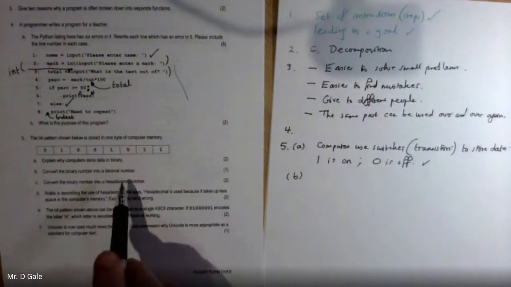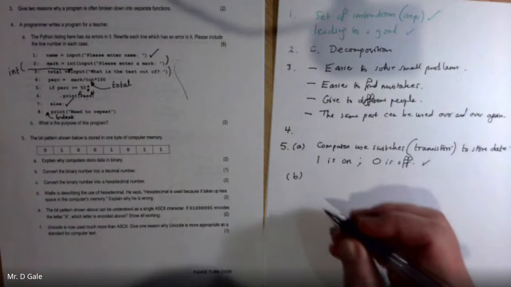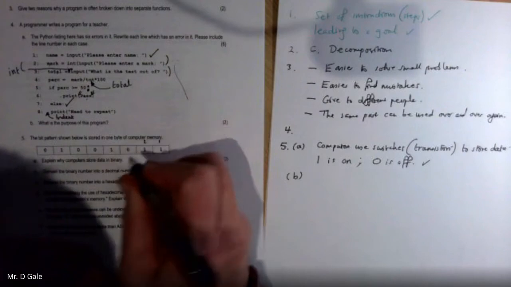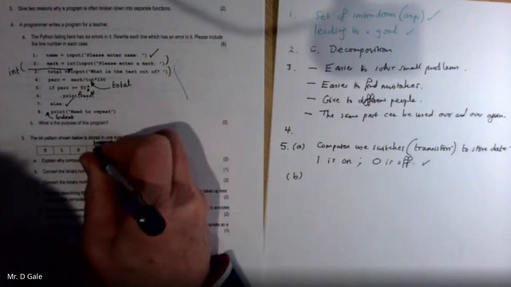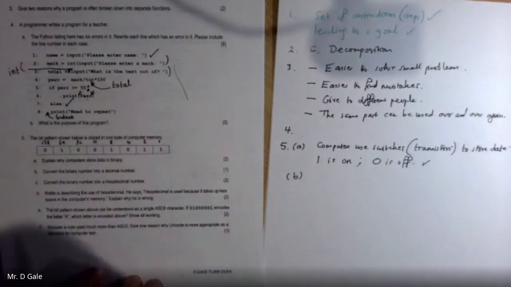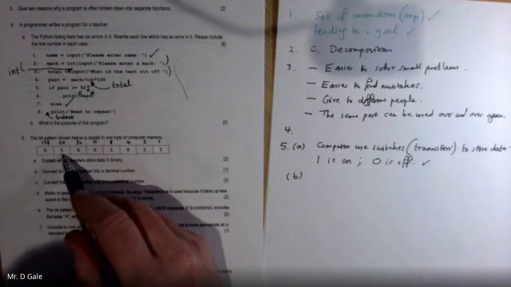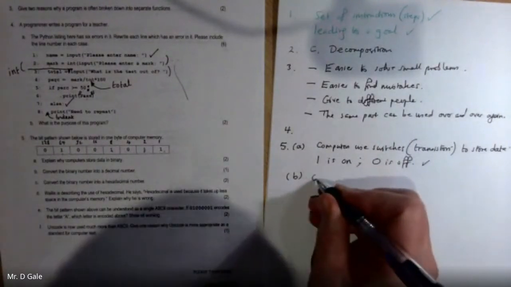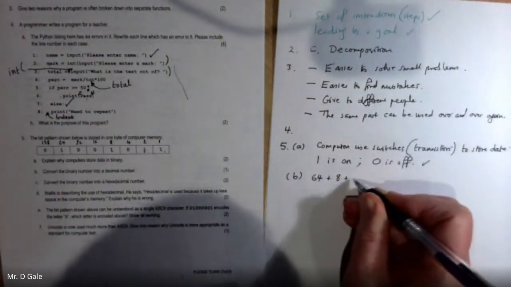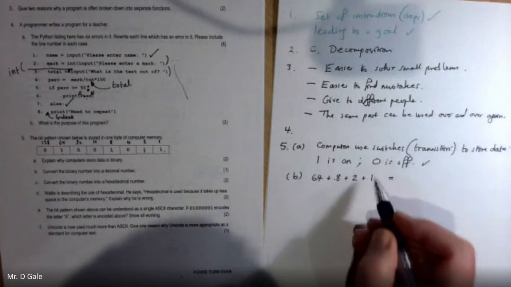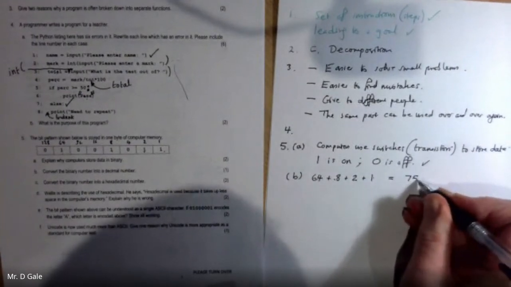Convert the binary number into a decimal number. Okay, let's go through that. So on here, I might as well mark it on here, save time. So 1, 2, 4, 8, 16, 32, 64, 128. So we've got a 64, an 8, a 2, and a 1. So we just add up 64 plus 8 plus 2 plus 1. 64 plus 8 is 72, plus 2 is 74, plus 1. So in decimal, that's 75, 1 mark.